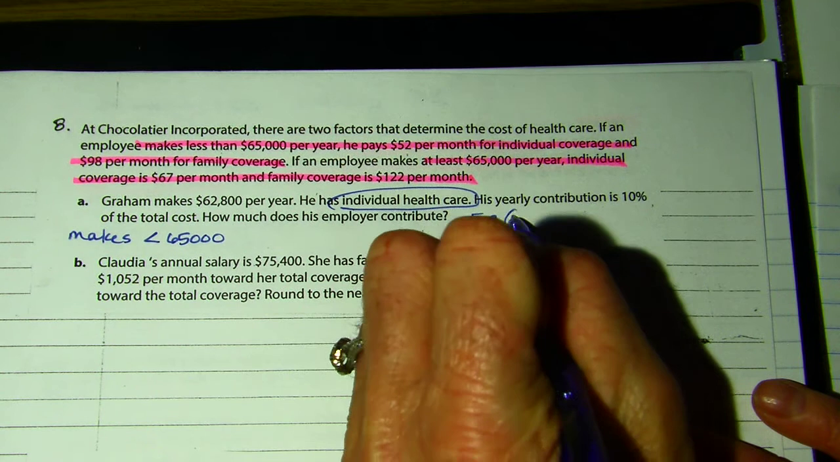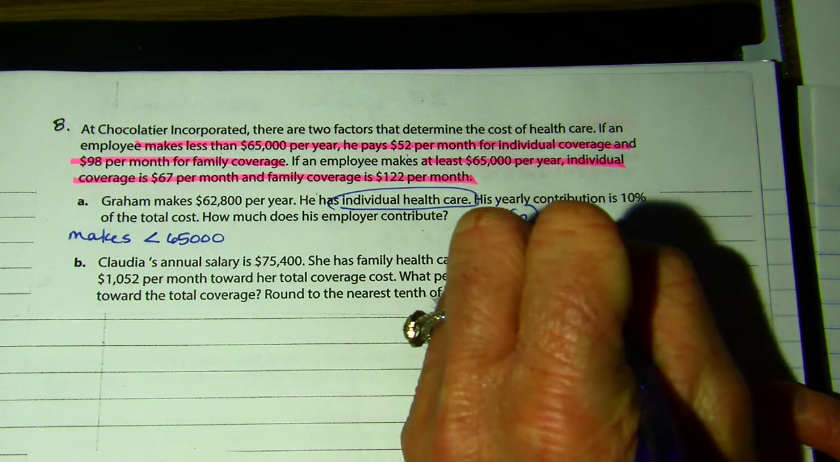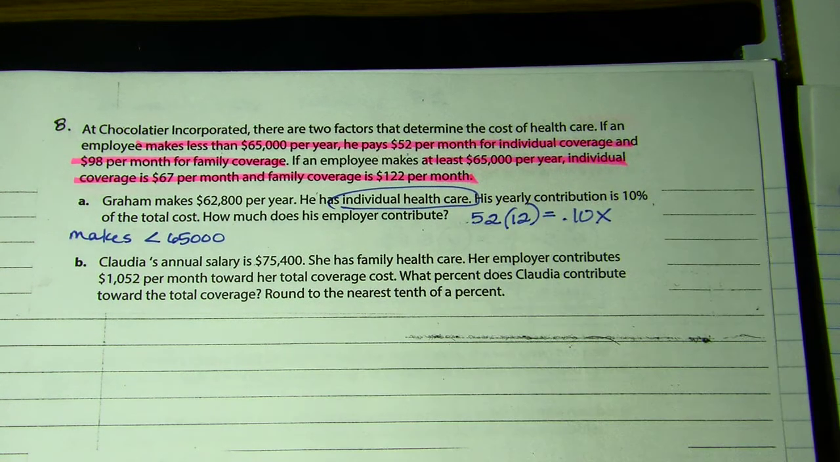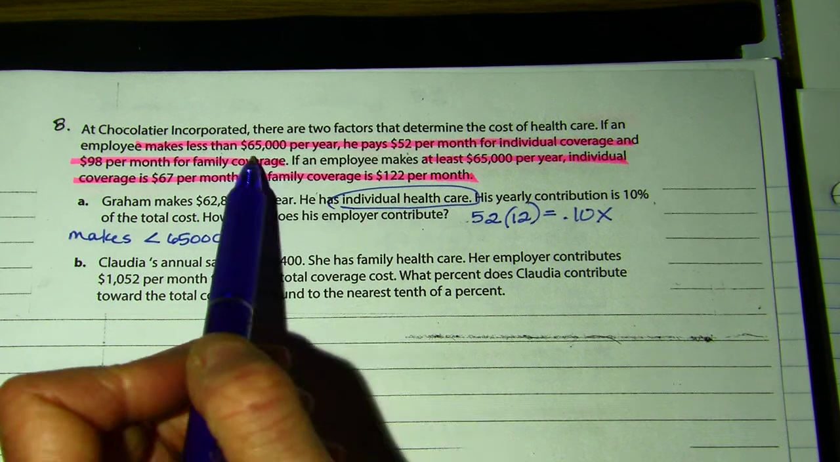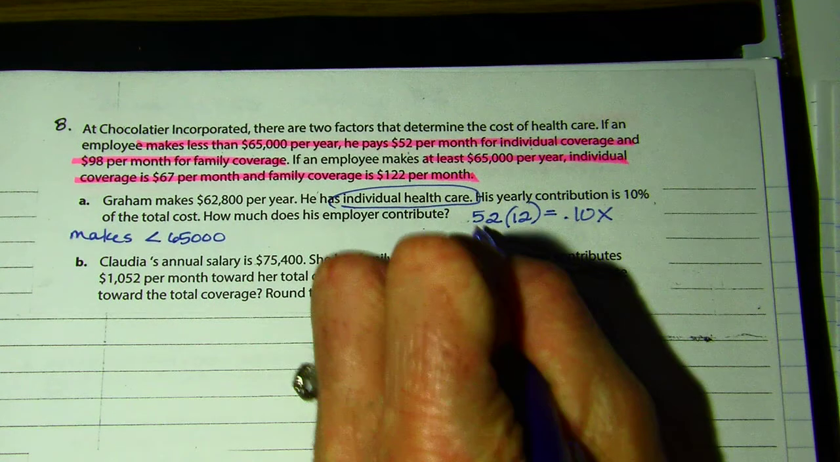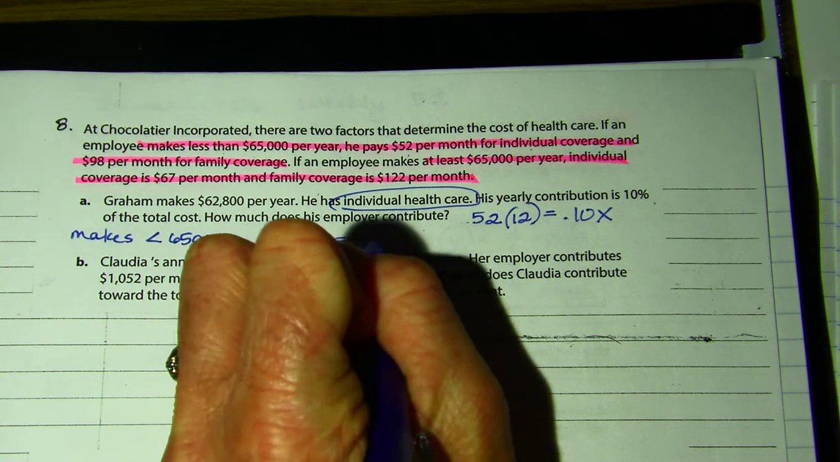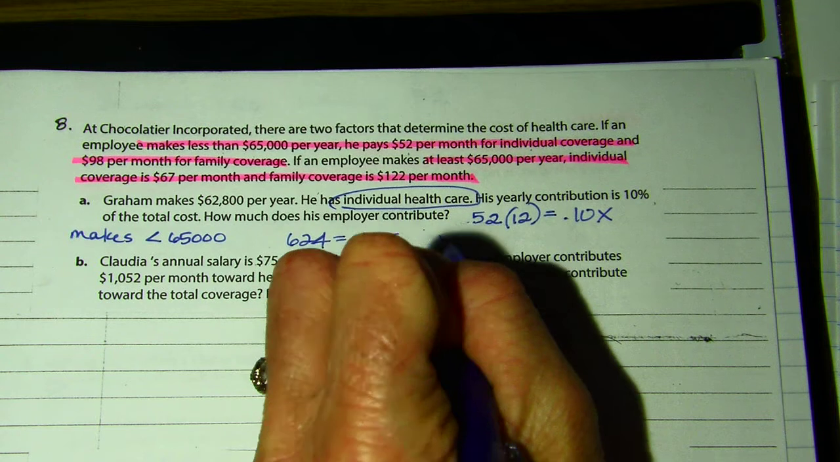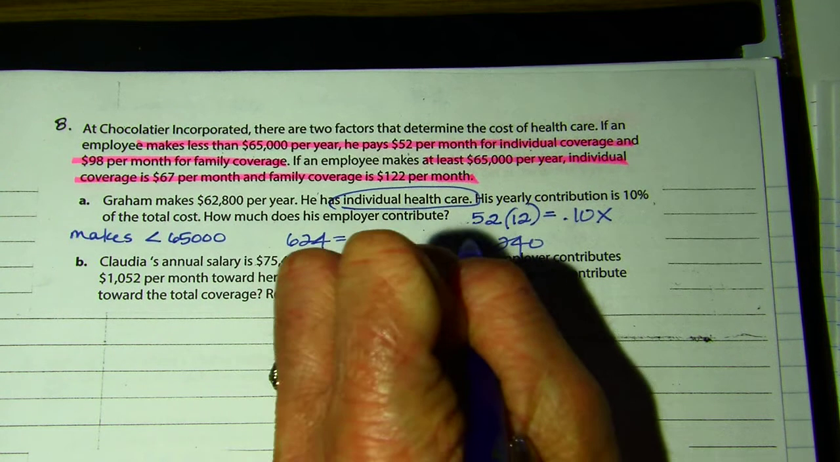So that times 12 months equals 10% of the total cost. So that's how you would set it up. It's $52 because he makes less than the 65 and he pays for individual. So that gave me 624 equals 0.10x. Divide by 0.10 and I got 6,240.